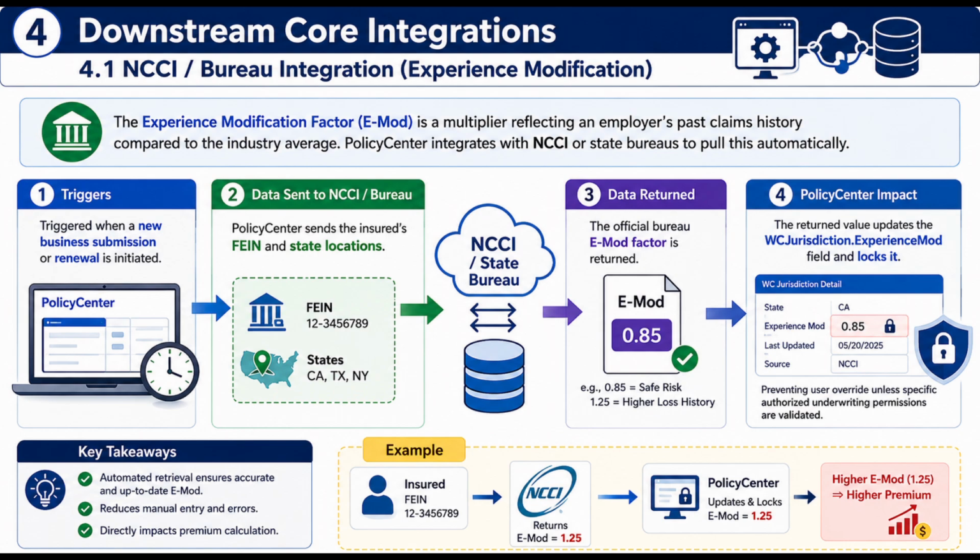The outbound data package compiled by PolicyCenter contains specific fields required by state laws to uniquely identify the risk profile. This payload transmits the employer legal name, the corporate structure classification, and the federal employer identification number, which serves as the primary relational key across national insurance databases. Additionally, the system pulls the precise addresses of all active locations mapped within the policy period tables and pairs them with their corresponding coverage effective and expiration dates.